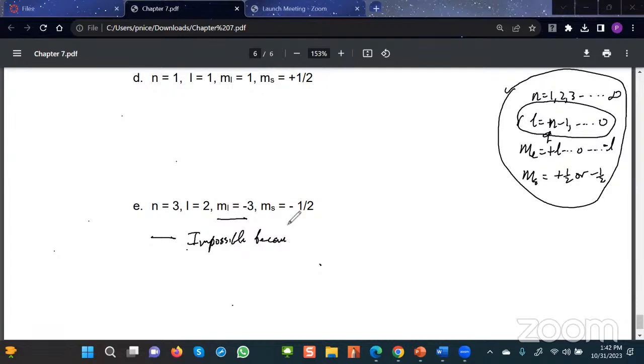Right. So impossible because if L is equal to 2, ML cannot be minus 3. All right? And that's basically how that is done. All right, so that's basically it for this chapter.